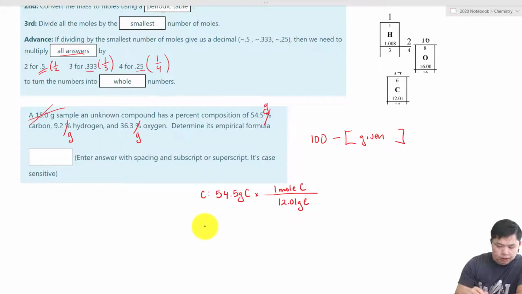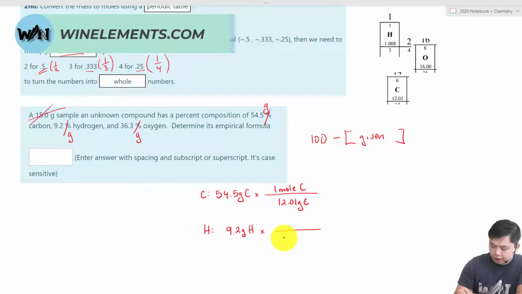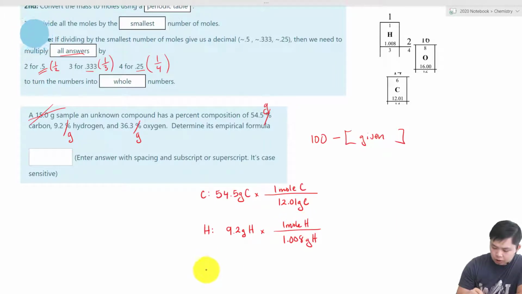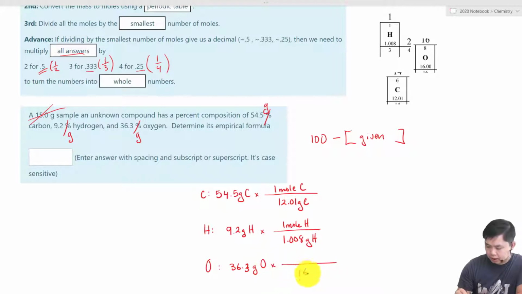Now let's continue. We have hydrogen. We have 9.2 grams of hydrogen times, again, 1.008 grams of hydrogen, and we have 1 mole of hydrogen. Now for oxygen, what do we have? We have 36.3 grams of oxygen times 16.00 grams of oxygen, and now we have 1 mole of oxygen.